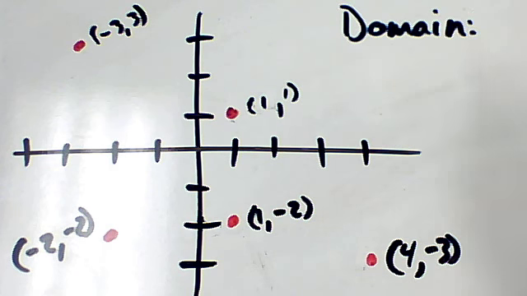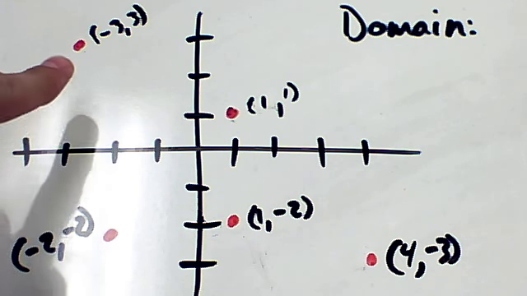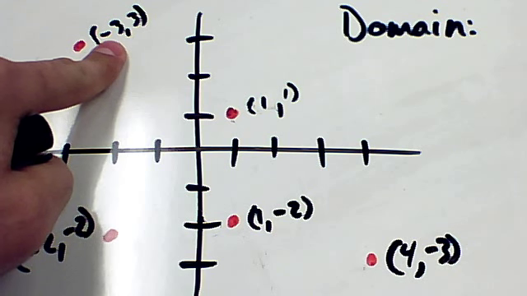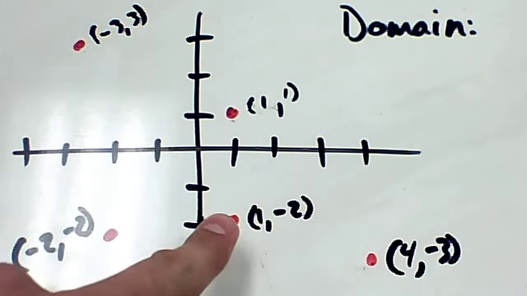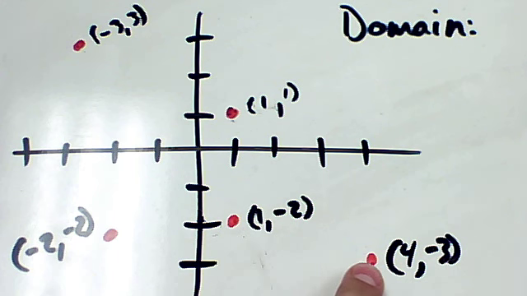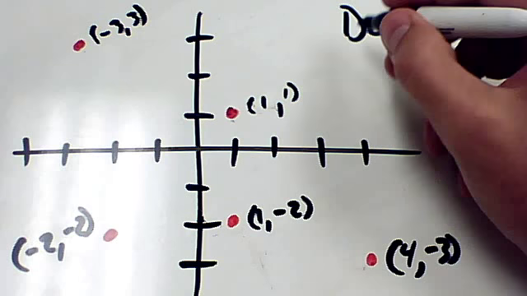So when we're trying to find our domain, really it's the set of all x values, and we can see that at this point, the x coordinate is -3. At this point, the x coordinate is -2. Here it's 1. Here it's 1. Here it's 4. So our domain is exactly that.